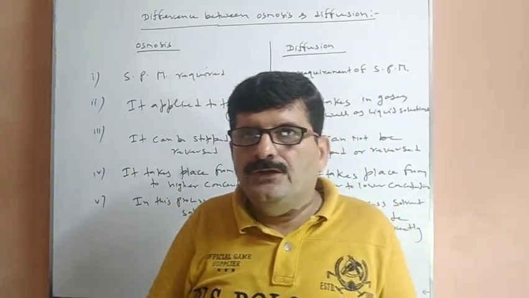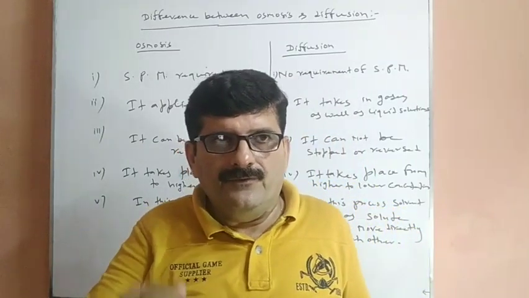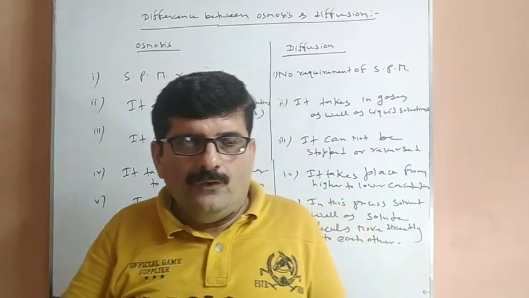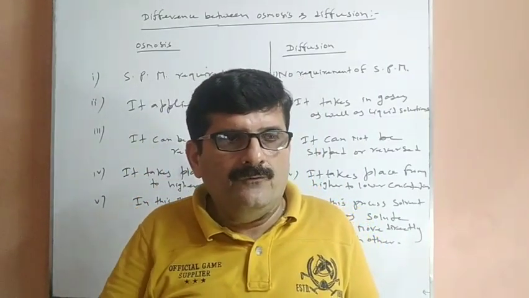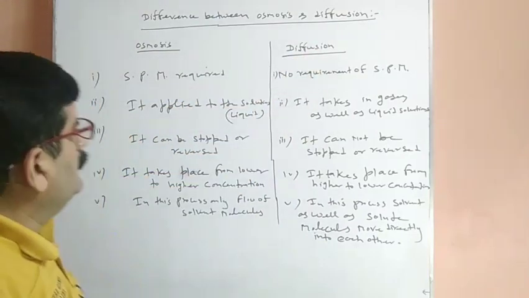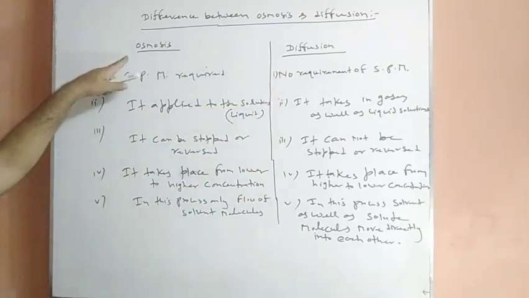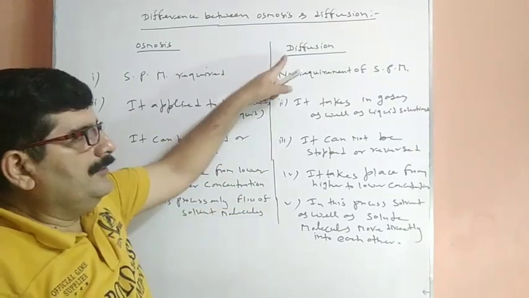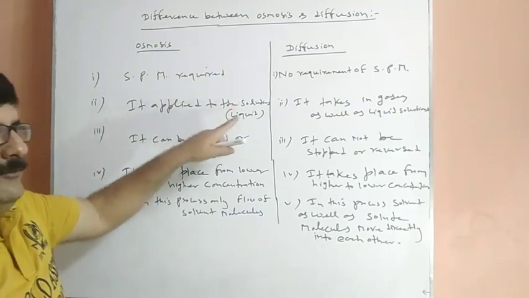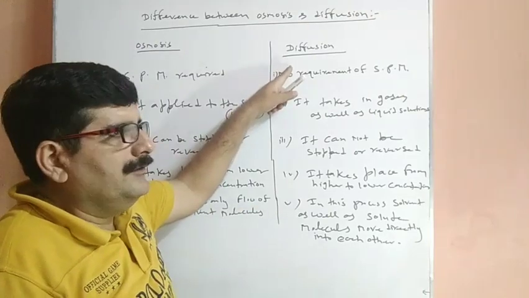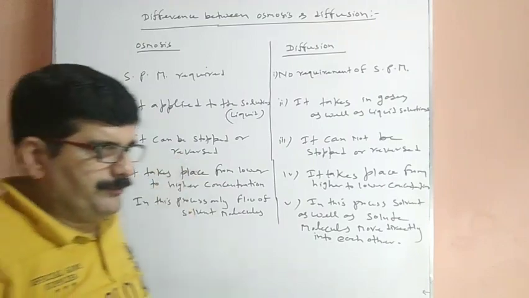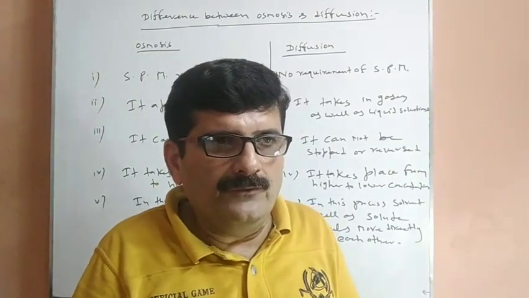Osmosis is just like diffusion, but there is a large difference between osmosis and diffusion. The difference can be understood with the help of the following. Left side we take osmosis and right side diffusion. The first difference is that in osmosis SPM is required, but diffusion has no requirement of SPM. Second, osmosis applies to liquid solution. In diffusion we take liquid solution or gaseous solution. The next difference is that osmosis can be stopped or reversed, but diffusion cannot be reversed or stopped.